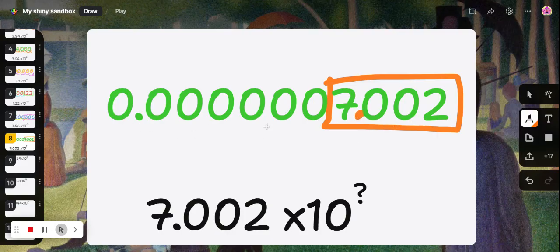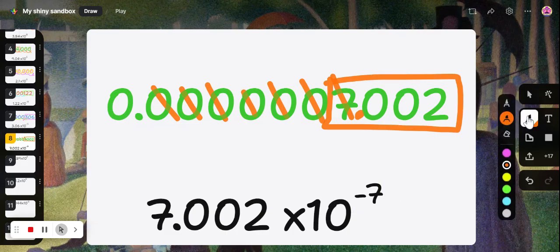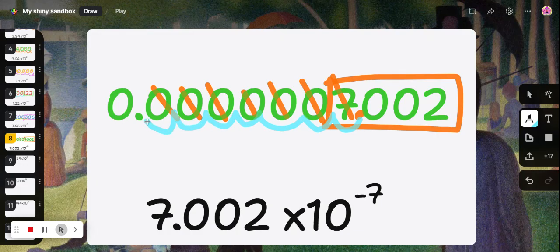What is the difference? How many place values are between our original spot and our coefficient spot? 1, 2, 3, 4, 5, 6, 7. So our exponent is going to be negative. Don't forget the negative because this is a small number. Negative 7. We can count your jumps if you prefer. 1, 2, 3, 4, 5, 6, 7.